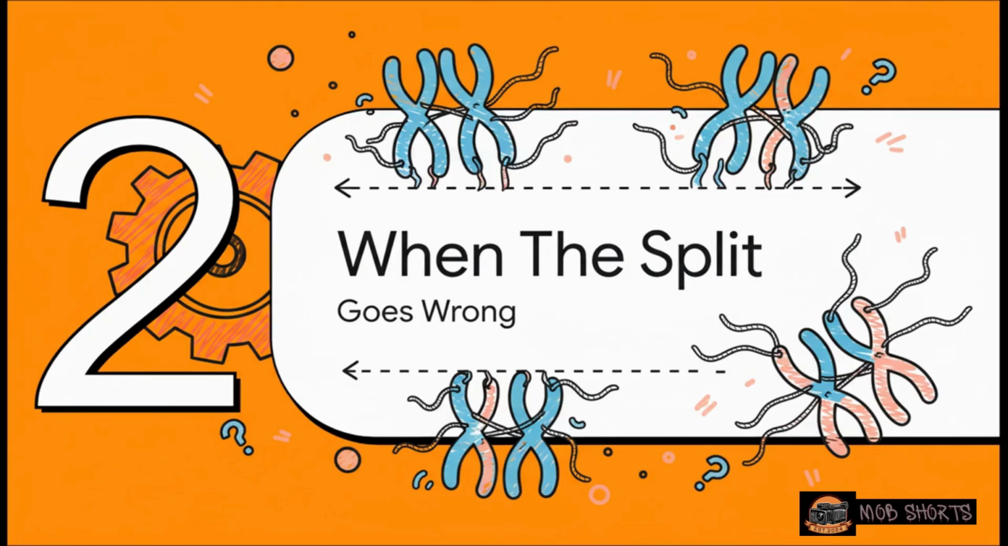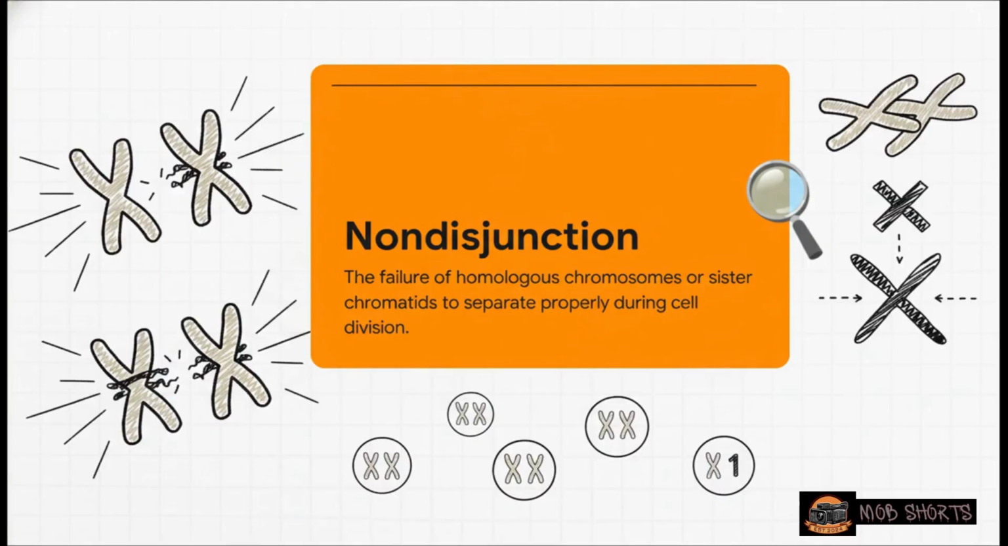What if the cellular machinery that's supposed to pull those chromosomes apart makes a mistake during one of those crucial splits? Well, the biological term for this critical error is non-disjunction. Yeah, it's a bit of a mouthful, but it literally just means not coming apart. It's when the little fibers that are supposed to grab the chromosomes and pull them to opposite ends of the cell just fail to do their job correctly.